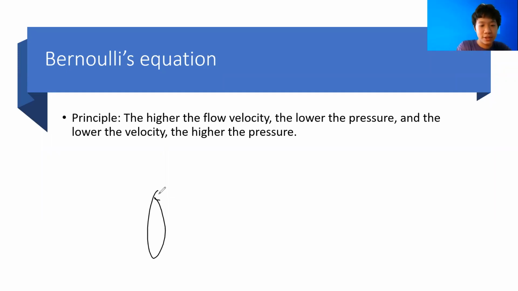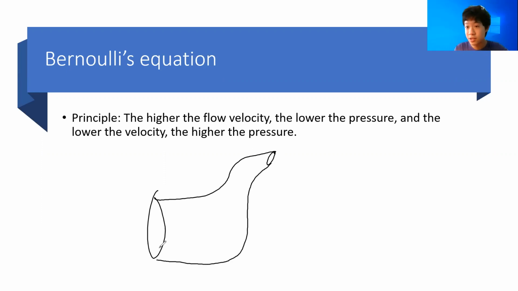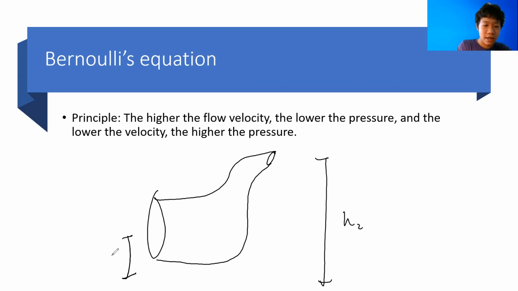So to prove Bernoulli's equation, I'm going to draw out a little wacky diagram here. Because Bernoulli's equation, as we remember, relates pressure to velocity to height. So let's say this is H2, and we have H1 here. We also have A1, A2, V2, V1. What else do we have? Not much else. Oh, we got P1 and P2 too.